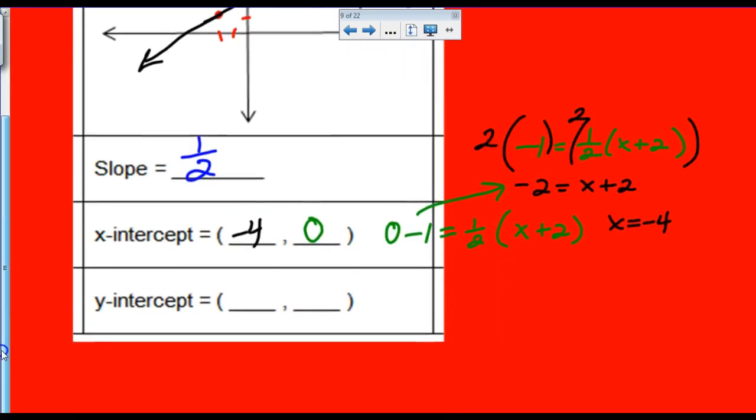Here's the trick, guys. If you want to not have to guess real hard, then just graph really nicely and graph on graph paper. All right, so same idea for the y-intercept. The x value I know is going to be 0. So I'm going to go back to my equation from the original part. I'm going to say y minus 1 equals 1/2 times 0 plus 2. So 1/2 times 2 is 1. So I have y minus 1 equals 1, and y equals 2.